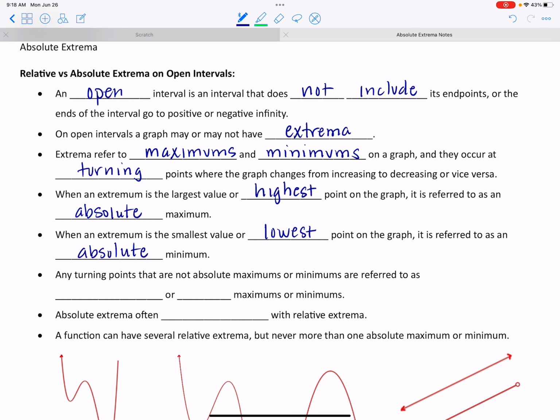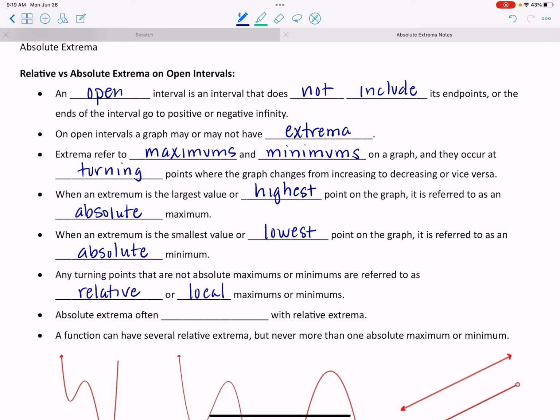Now, if we have any turning points that are not absolute maximums or minimums, they are not the highest or lowest points on our graph, then those are our relative or local maxes and mins. So there's our distinction. Okay, on an open interval, we can have the absolute highest point, the absolute lowest point, and any other turning point in between is just a relative or local max or min.